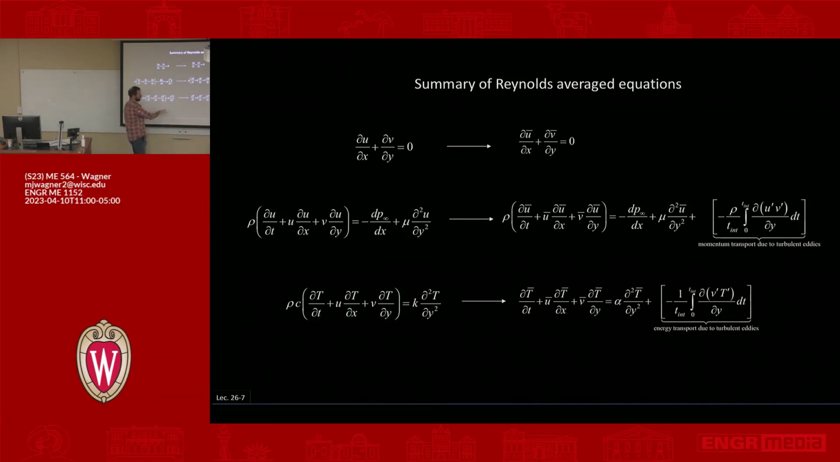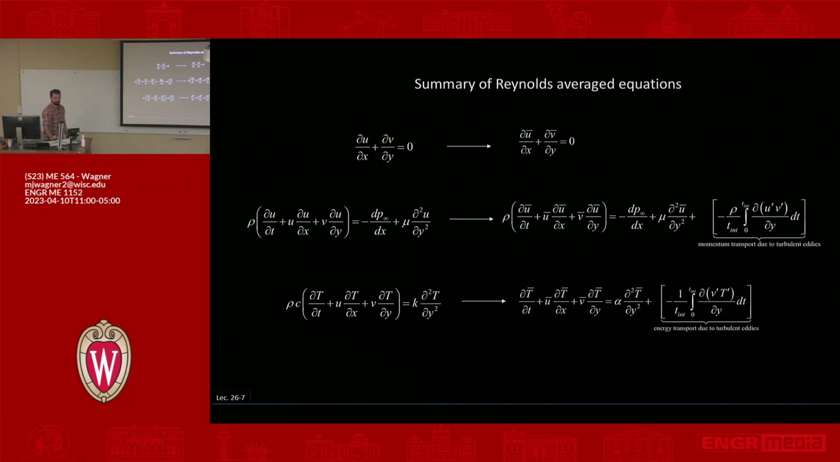And then we could do exactly the same thing, which I won't subject you to, for energy, and you end up with this equation, right? But it's very similar. You just have temperatures instead of velocities, and you have here an energy transport due to turbulent eddies, which is an integral of this v prime times t prime, the temperature oscillations. It's sort of the same idea, but we have this nice model now that we can use to plug into your numerical solvers, your finite volume solvers or whatever. So, okay, any questions on that stuff?